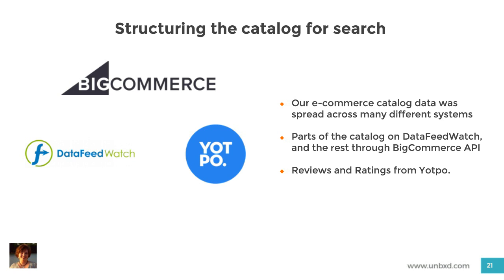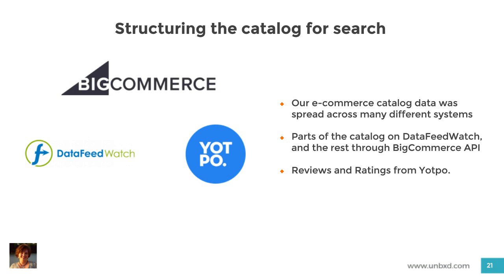So pulling all this data together, combining all these color option sets and parsing the product name and looking through the description, we had to use a third-party feed. So we use Data Feed Watch, and that helps us condense all this data together and put it into a feed that Unbxd can use.